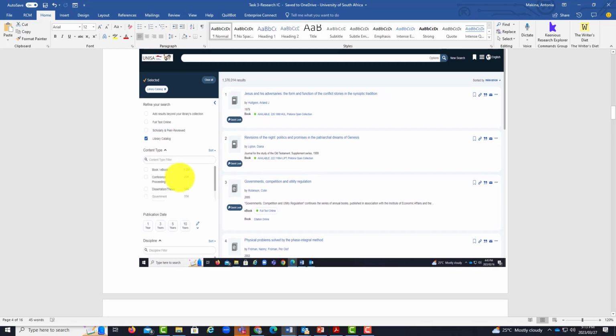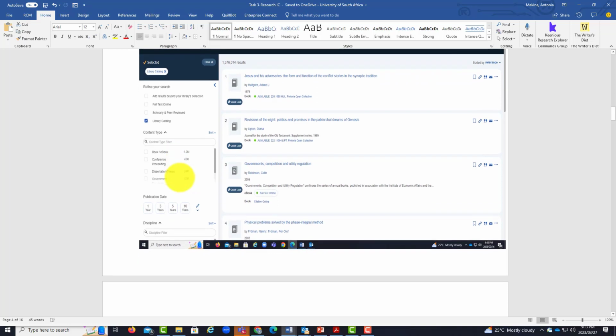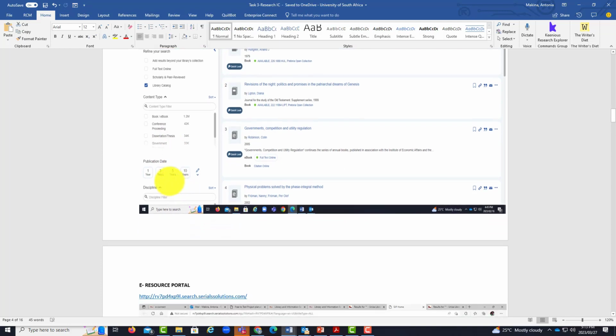And lower down you can see the content type. You can also search using the content type to say, do you want literature from books only, from conference proceedings, from dissertation thesis, or from government platforms? If you just tick in those boxes, then it will give you what you want.